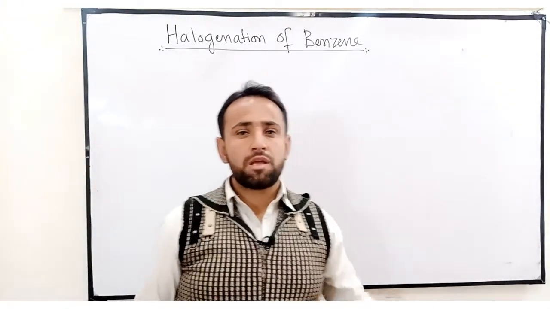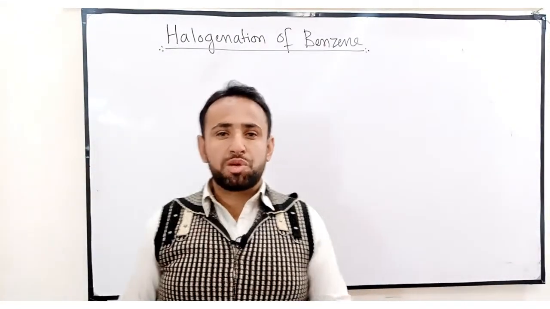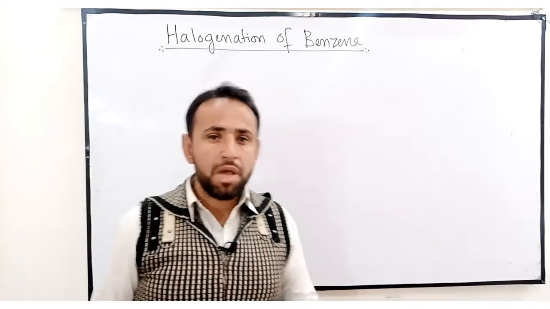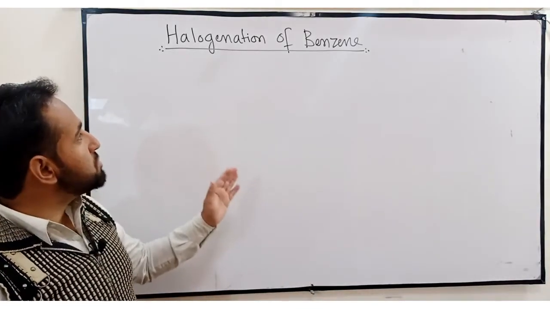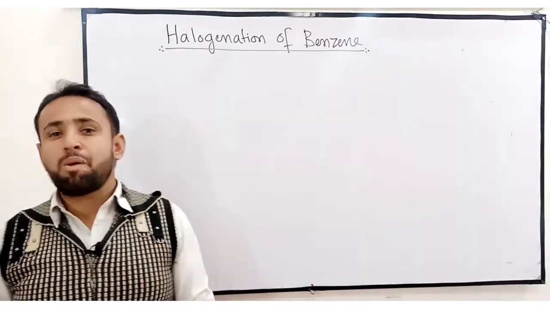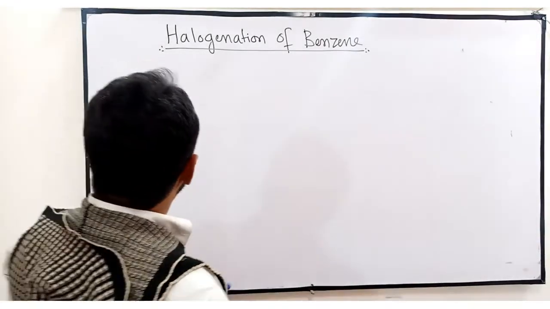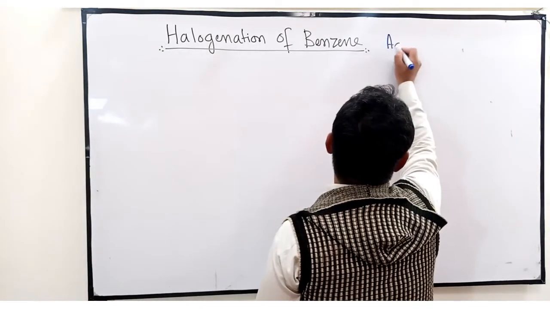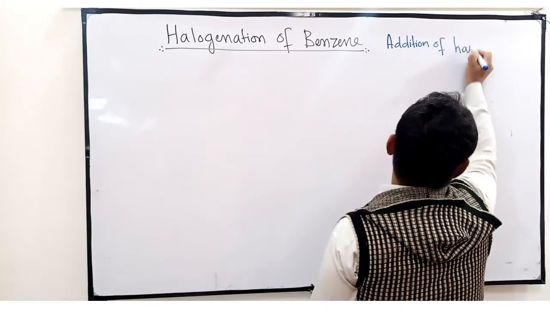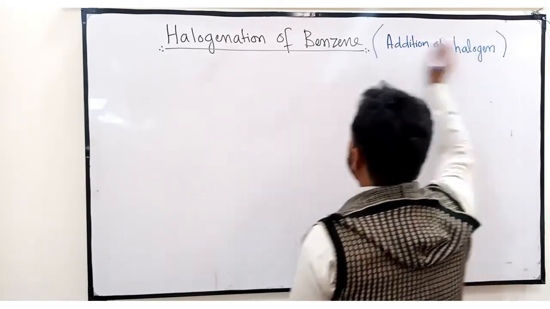Now what does the word halogenation mean? Here the term halogenation means the addition of halogen. Today we add the electrophile, which is a halogen, which belongs to the halogen family. This process in which we add a halogen atom to the benzene molecule, and one of the hydrogen atoms of the benzene is replaced, is known as halogenation. So halogenation means addition of a halogen atom. We basically add a halogen atom to the benzene ring.